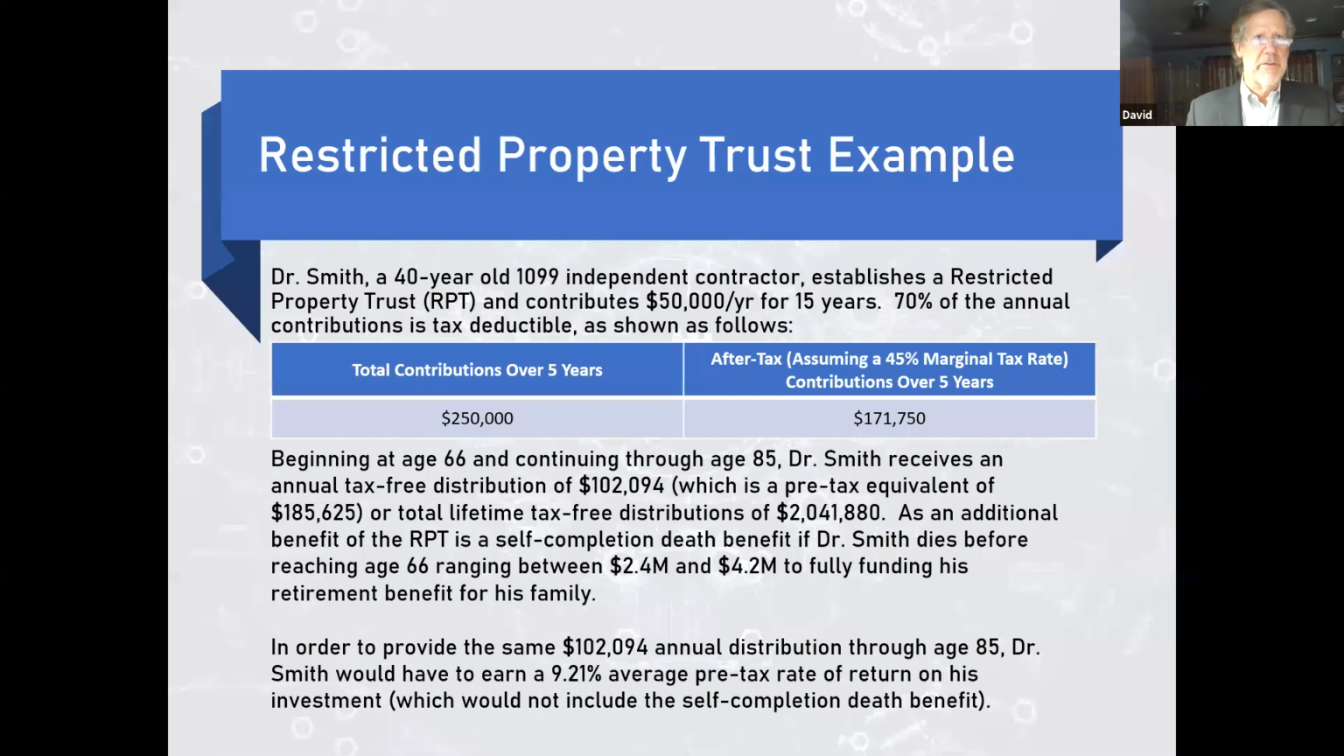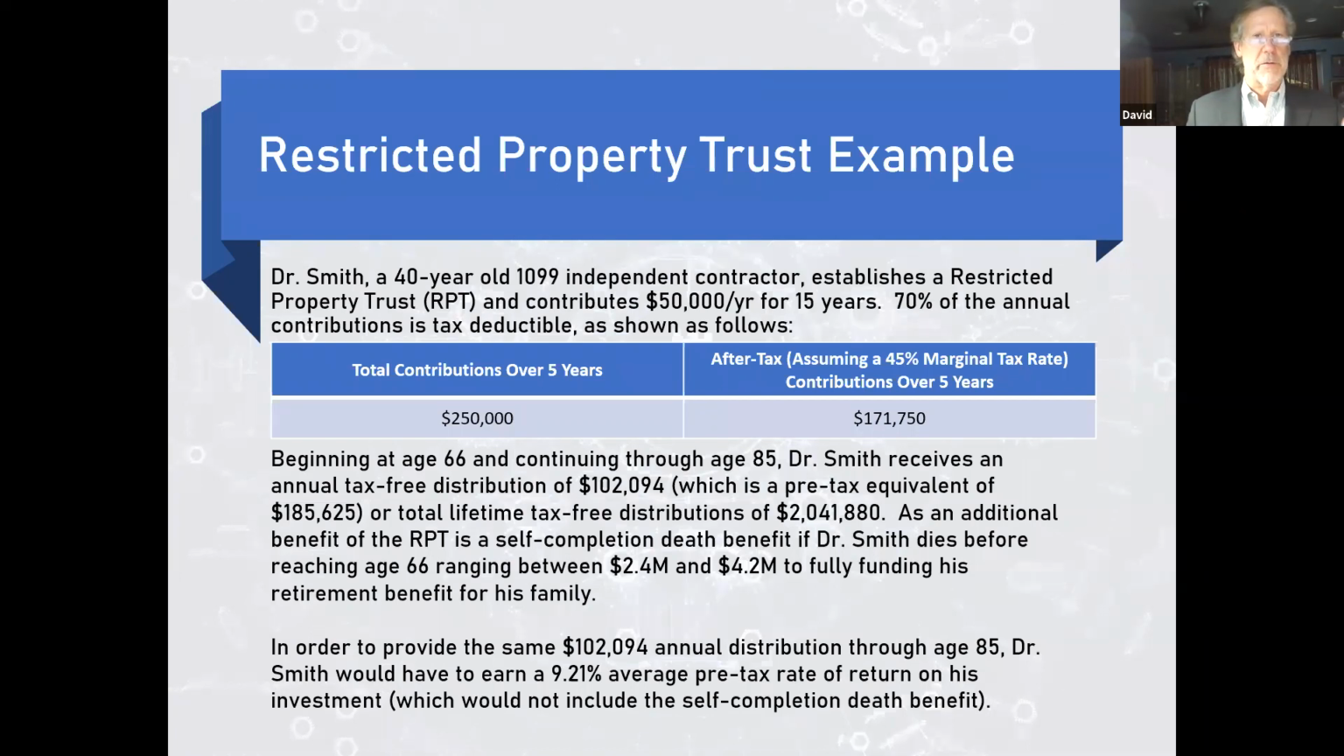Like I mentioned on the previous slide, there's a self-completion death benefit. If Dr. Smith died before reaching age 66, it fluctuates over time anywhere from $2.4 to $4.2 million. That would fully fund that retirement benefit, with whatever was left going to his family.